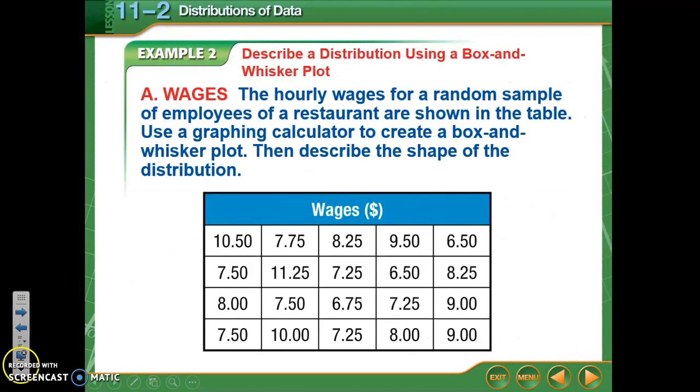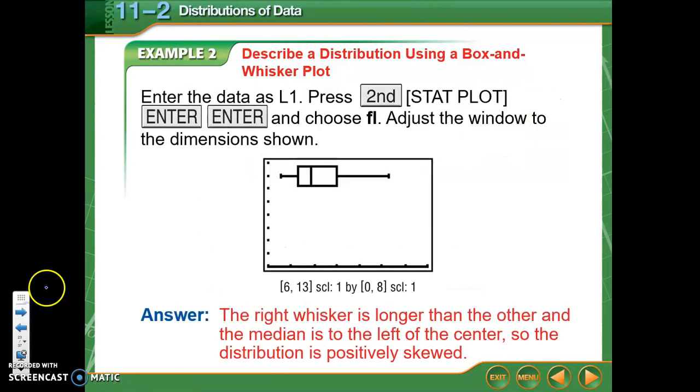All right, so let's take a look at this example. So again, on Google Classroom, I posted a box and whisker plot generator. I'll be showing you how to do these on the TI Inspires in class. But we're going to make a box and whisker plot. Here they're going to show us how to do it on a different kind of calculator, but it looks like this.